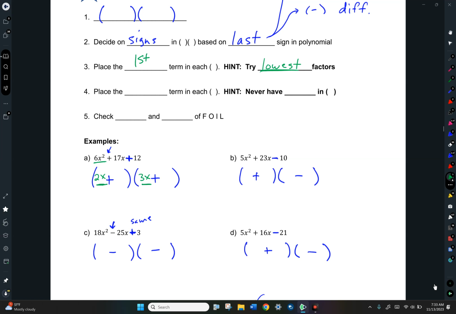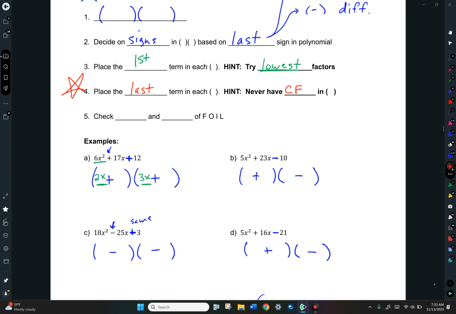Okay. And then number 4 is place the last term in each parenthesis. And here is the big hint. This is the one you won't find in any textbook anywhere. I don't know of any other teacher who teaches it this way except the teachers who I have taught, and there are plenty of them out there. And here's the hint. When you put that last number in each parenthesis, never have a common factor in either parenthesis. Okay, so let me show you what I mean by that.